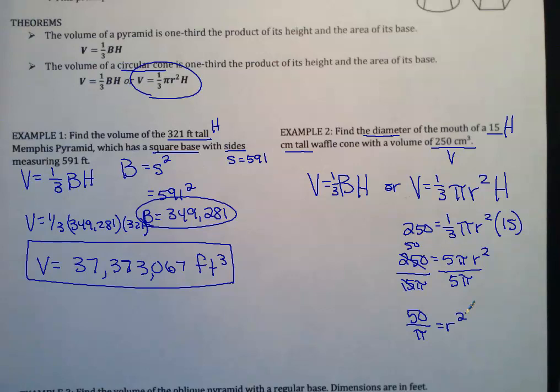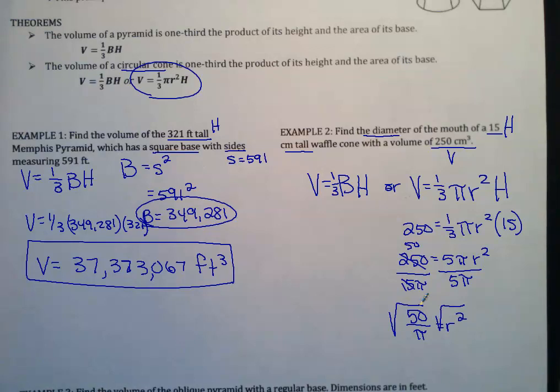Would you square it? It's already squared. Square root, right? Because we already have r squared, so we have to take the square root. So what is the square root of 50 divided by pi? Approximately 7.07. No, that was good. The square root of 50 divided by pi. You probably did the square root of 50 and then divided by pi. That's not the same thing. It's the square root of the quantity 50 divided by pi.